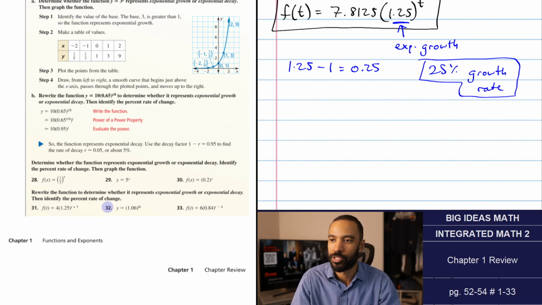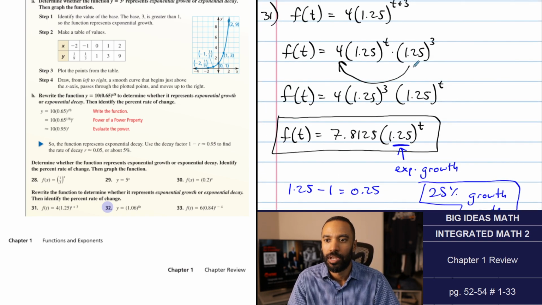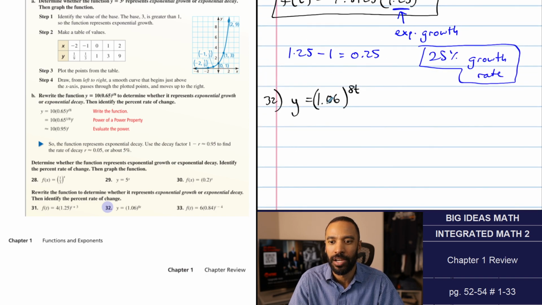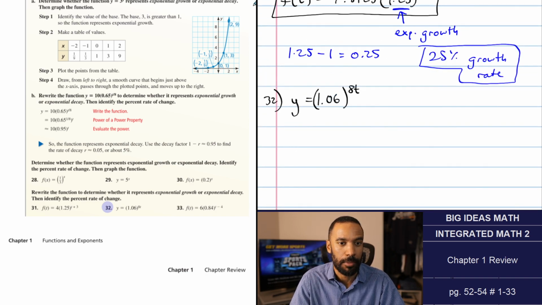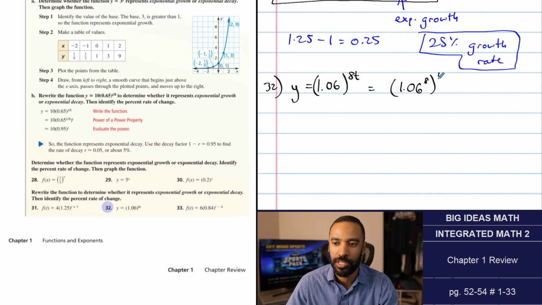Y equals 1.06 to the 8t power. Now, I should also mention, before I do this one, this 1.25 was here the entire time. Could we have answered it from the beginning? Sort of. You'd have to know what these things are doing here. This number is about to change on us. You saw it in the example. This number changed from 0.65 to 0.95. This one's about to change as well for the very reason that this is also 1.06 to the 8th power raised to the t power.